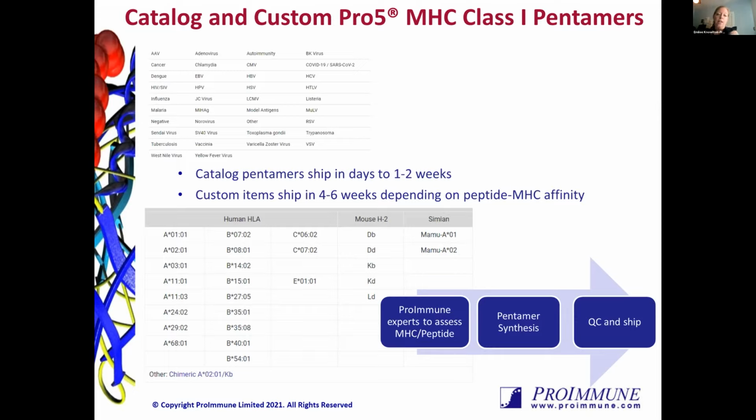And what we have available in terms of alleles are shown here in this table. We have 16 different human alleles, 5 different mouse. This covers Balb C and Black 6 mice, 2 Mamu sequences, and then also a chimeric O201 KB as well.